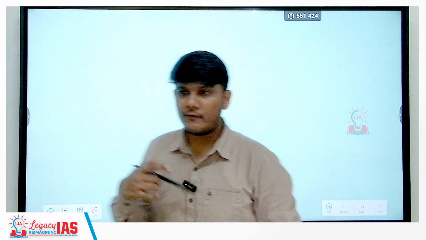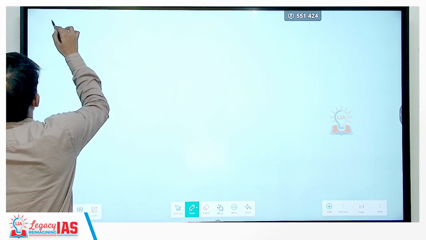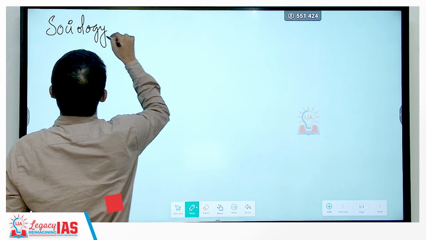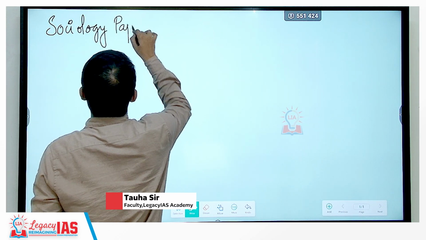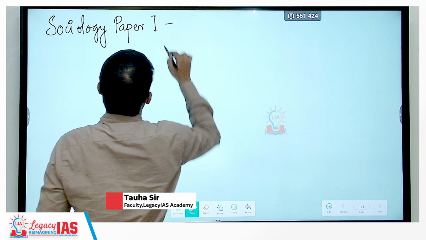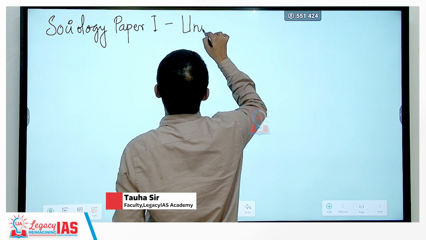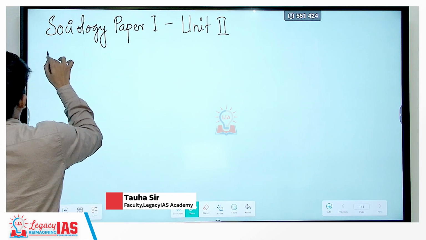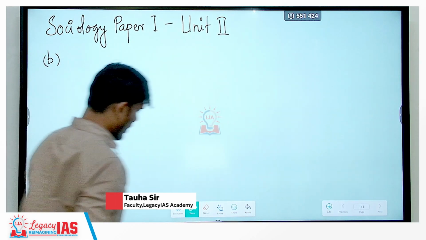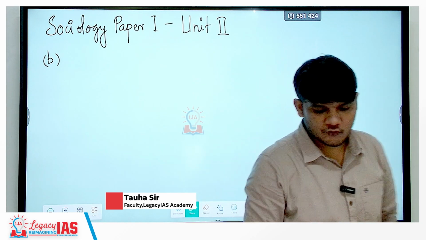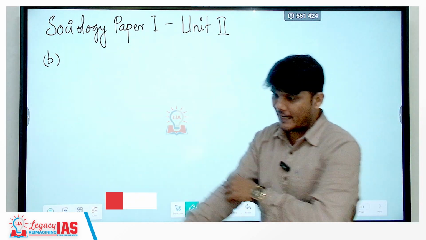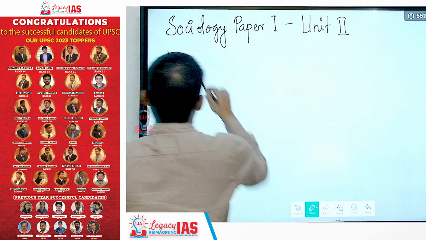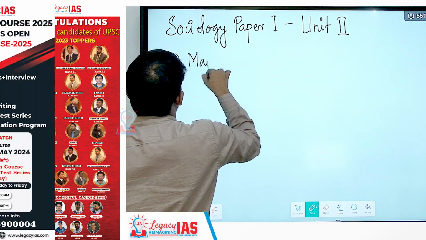So today we will be looking at Unit 2 of Sociology Paper 1. Under Sociology Paper 1, we will be looking at Unit 2, and under Unit 2 we will be looking at Part B. Part A under Unit 2 consists of science, scientific method and its critique, and Part B consists of the major theoretical strands.